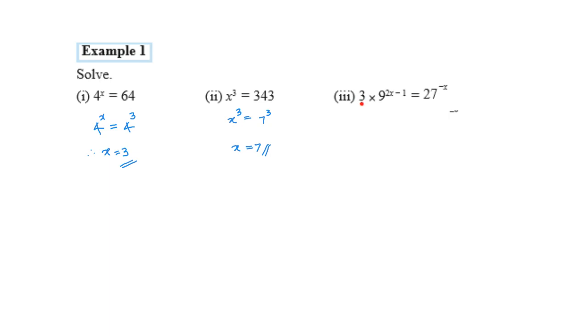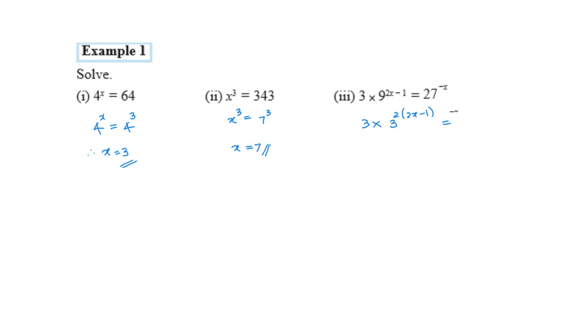Next, see this one. Here you have 3, here 9 and 27. 9 and 27 you can write in terms of 3. Let's see. 3 into, you can write 9, 3 squared. You have 2x minus 1 there.